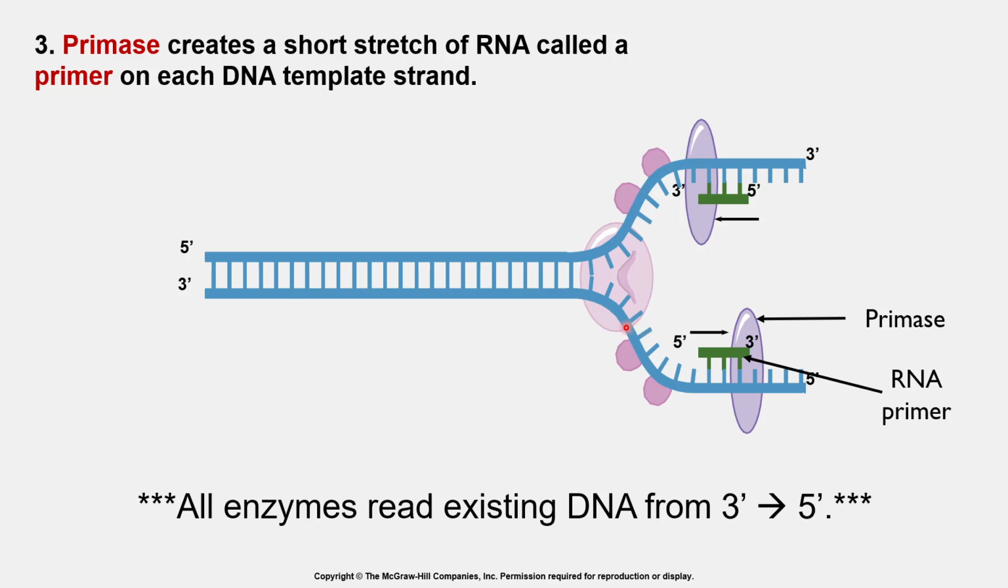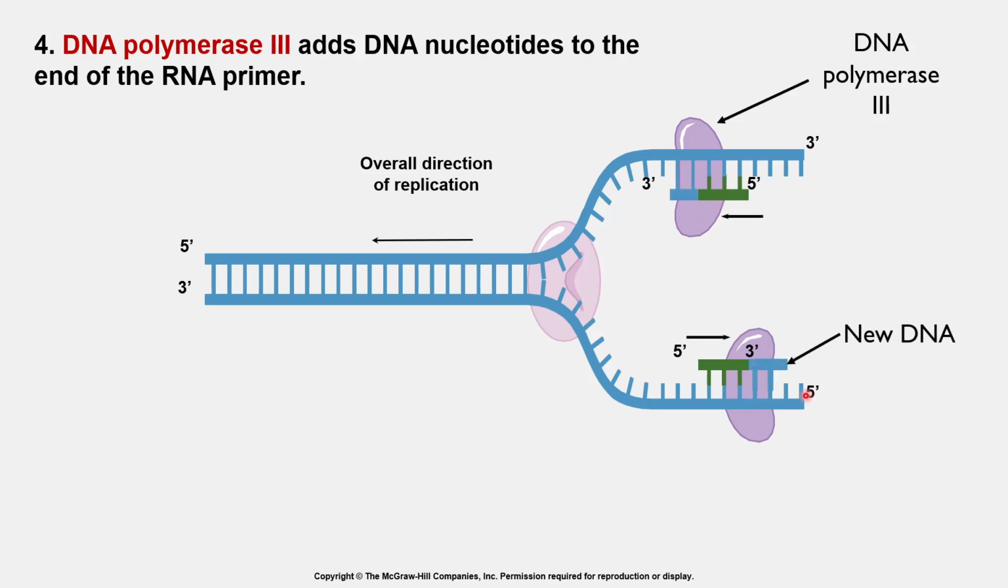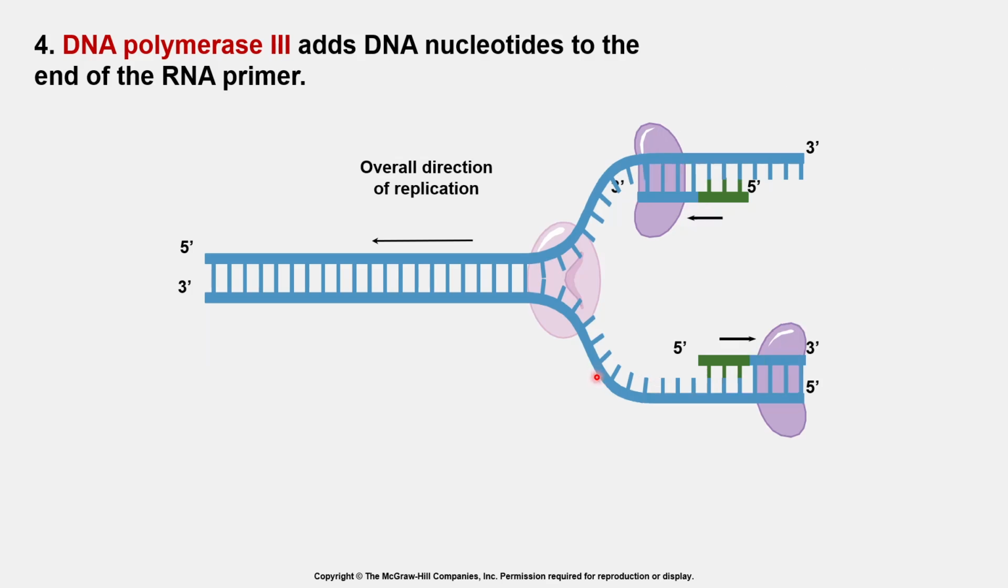Meanwhile, helicase is continuing to unzip the DNA molecules from each other, and as this happens, the DNA making enzyme called DNA polymerase III enters the scene. It finds the primer and it starts to build a new DNA molecule off the end of that RNA primer. It will continue to add nucleotides and extend the length of the DNA molecule, and it will work in the 3' to 5' direction just like primase did. So that means that on the top strand, DNA polymerase is moving in this direction, and on the bottom strand, it's moving in this direction.